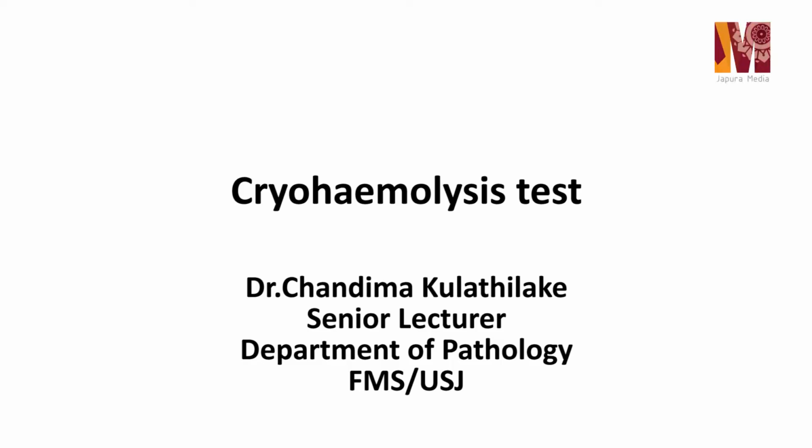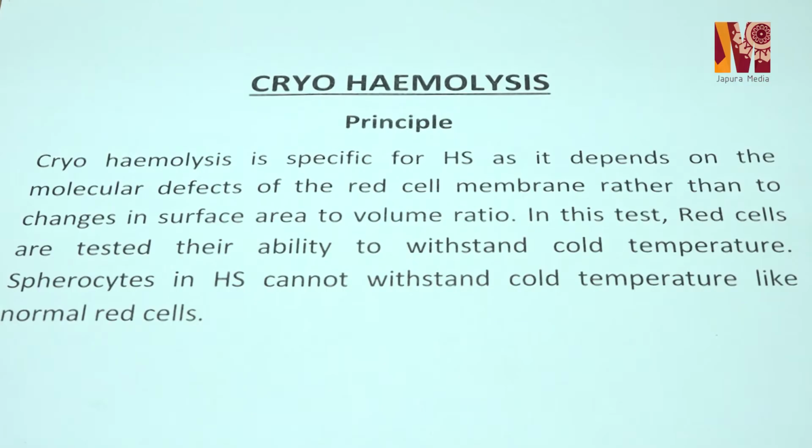Cryohaemolysis test is used as a specific test in the diagnosis of hereditary spherocytosis, because unlike in osmotic fragility, this test is not positive in any condition of spherocytes. So, if I explain the principle of the test, as I mentioned before, it is specific for HS as it depends on the molecular defects of the red cell membrane rather than changes in surface area to volume ratio.